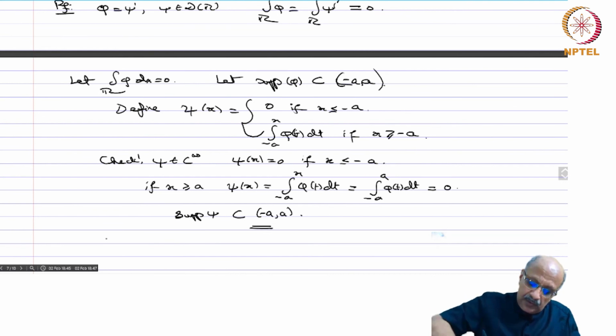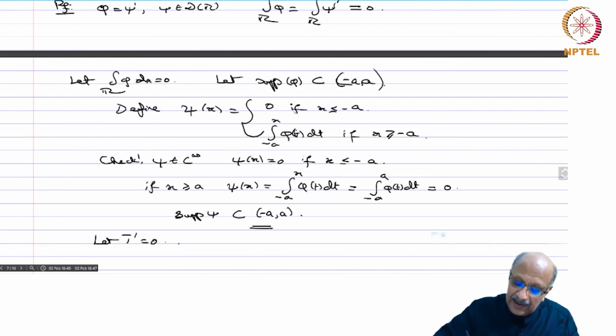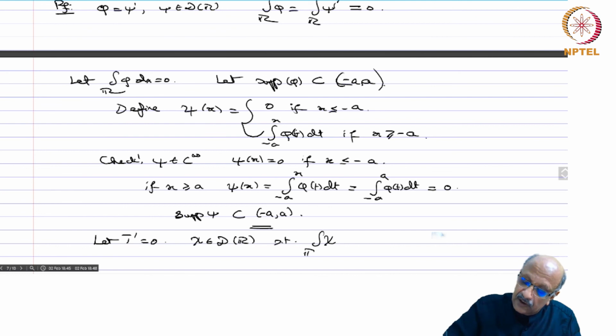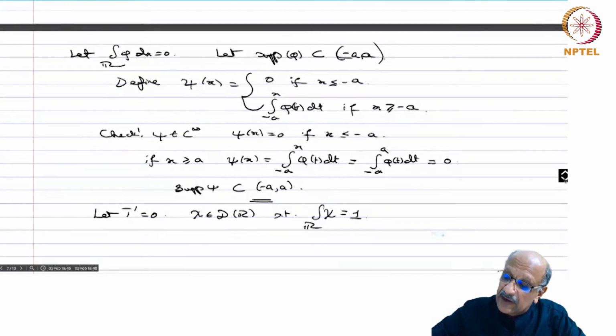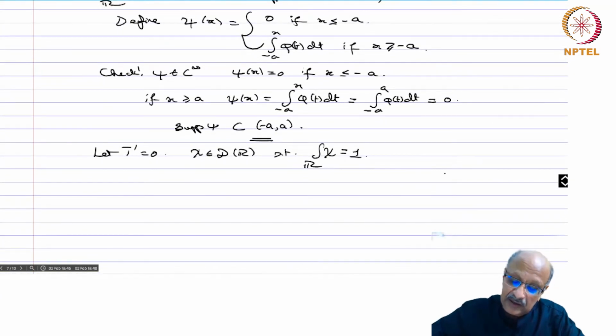So now let T dash be equal to 0, and let us take chi in D of R such that the integral of chi over R equals 1. So this you can always find. Take any function whose integral is not 0 and divide it by the integral, then you will have that the integral will be equal to 1. So divide it by a constant, and you will get the integral equal to 1. So we can in fact have any number of such functions.